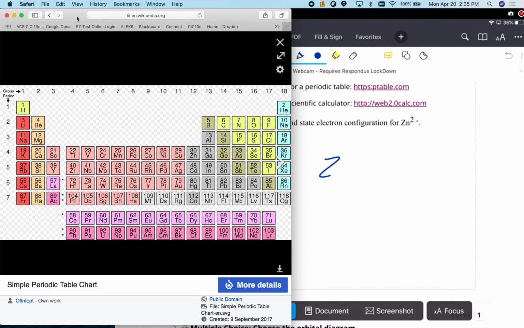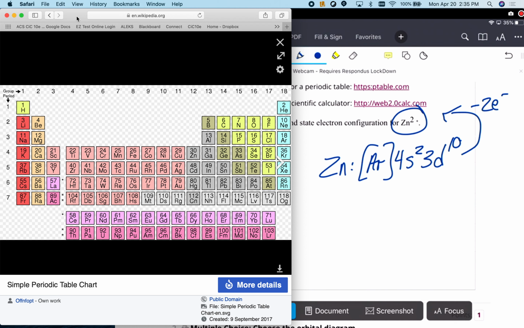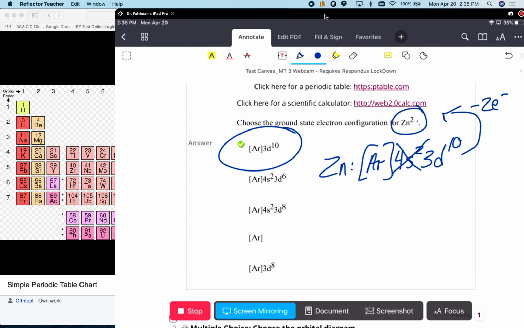Okay, and so let's do just zinc by itself. Zinc is going to be argon, and then it's going to be 4s2, 3d10. If you're going to lose 2 electrons, remember that the s's leave first. So it's just going to be argon 3d10.